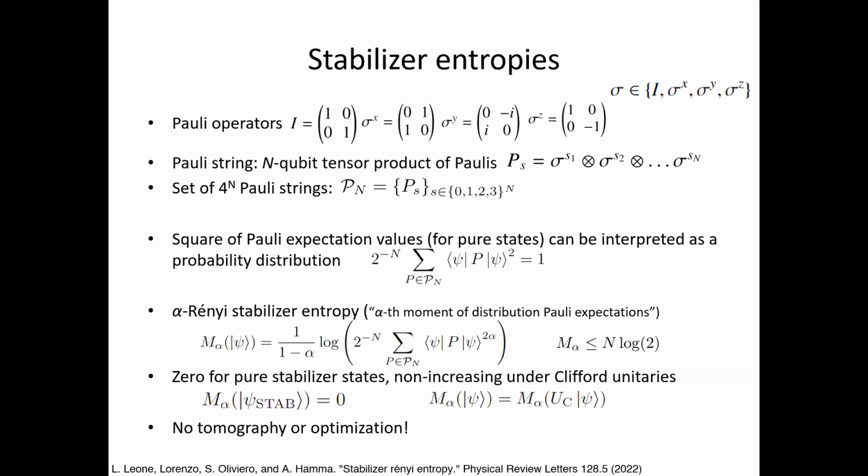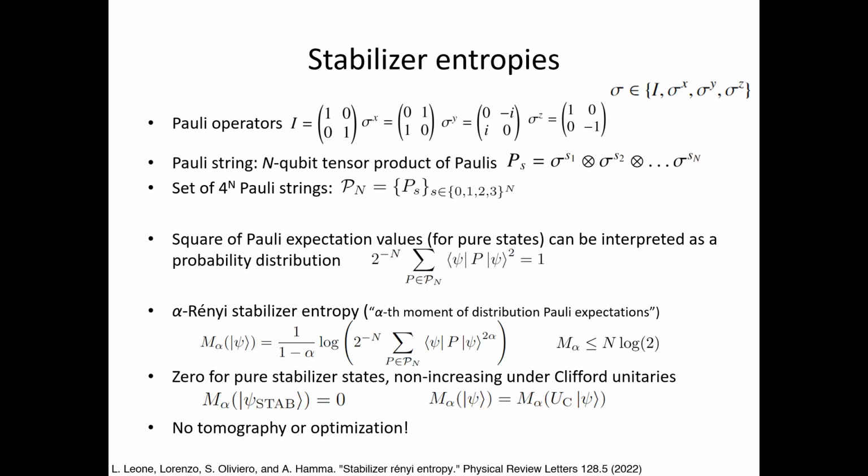And that's why people proposed the stabilizer entropy, by the group of Hamma recently, where they said, let's quantify magic by considering the Pauli operators, identity, sigma x, sigma y, and sigma z, and the Pauli strings, which are just tensor products of Paulis. And then we consider the set of 4 to the power n Pauli strings. So we take all the Paulis that can exist over n qubits. And then we note that if we take our state psi and compute the squared Pauli expectation value, summing over all Paulis, we find something that is proportional to a constant. So if you normalize it, it will be equal to 1.